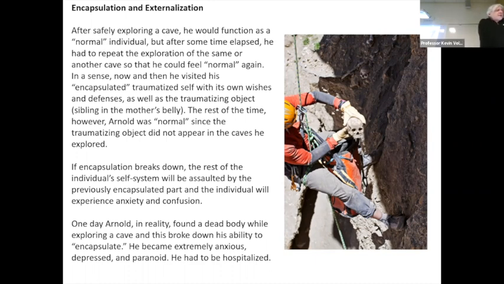If the encapsulation breaks down, the rest of the individual's self system will be assaulted by the previously encapsulated part of the individual, who will experience anxiety and confusion. In other words, if he doesn't go to the caves, that traumatic part will break down, and then the feelings of him being a murderer of his sibling will rise up and cause all sorts of problems. Now, unfortunately for this case, it's a very interesting case. Arnold goes into one of these caves and actually finds a dead body, right? He actually finds the symbolic dead sibling in the cave, reinforcing this idea that he killed the sibling.